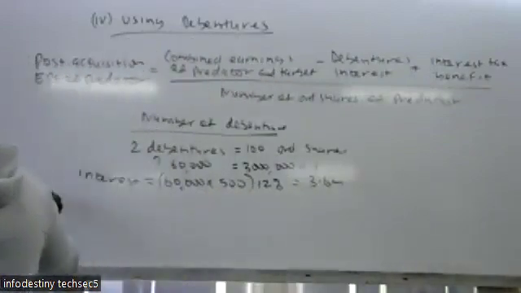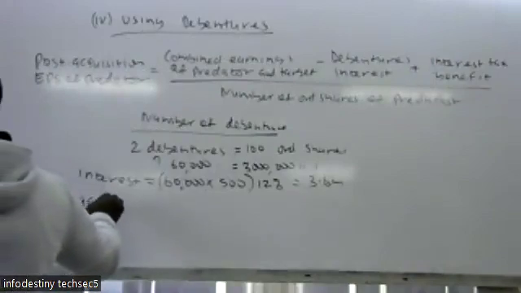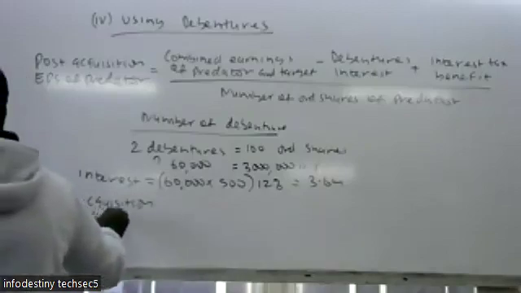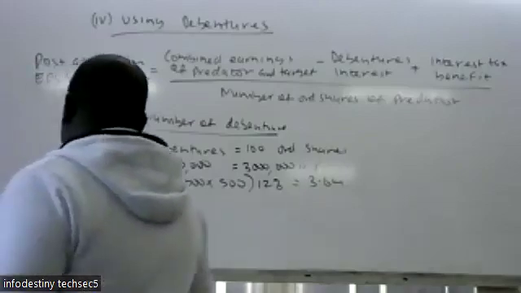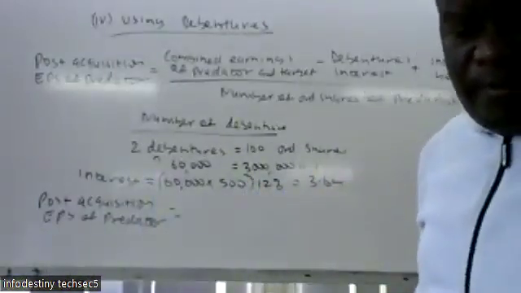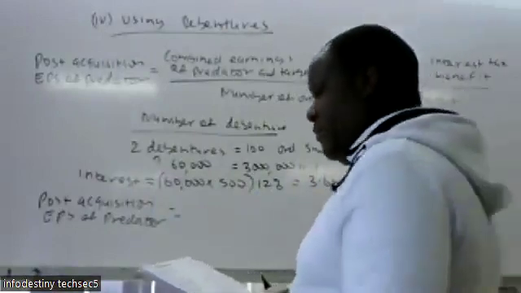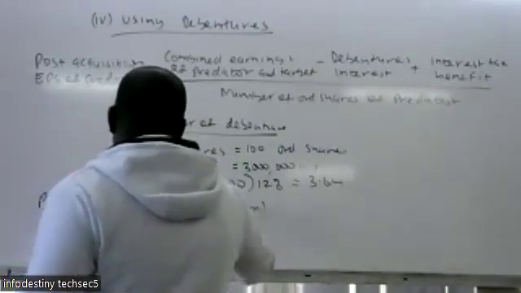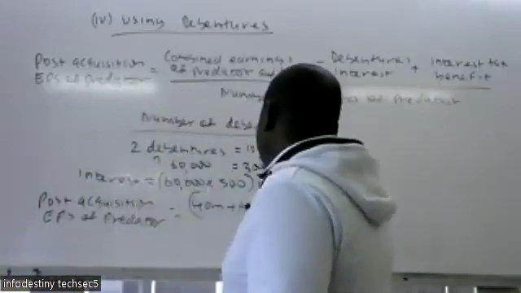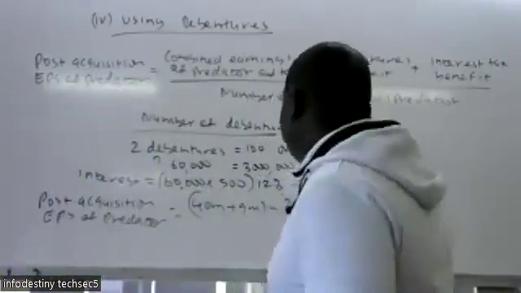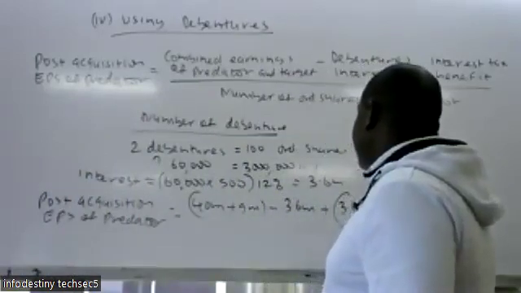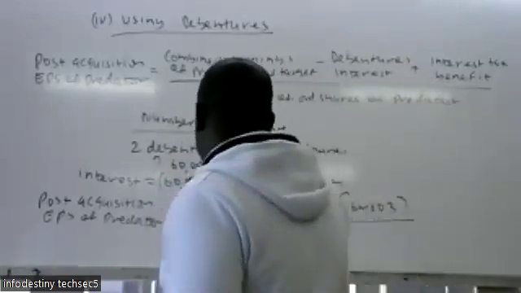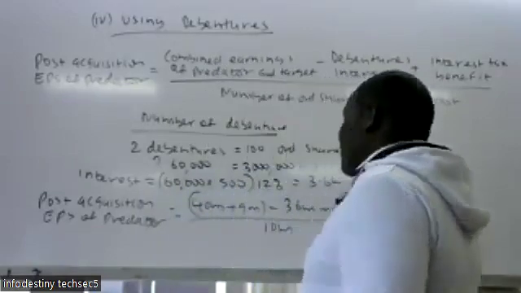So now to compute the earnings per share of the predator. The combined earnings will remain the same: 40 million plus 9 million. Then the interest is 3.6. For the interest tax benefit, you simply take 3.6 million, multiply by 0.3. Then divide by the number of the ordinary shares of the predator, which is 10 million.